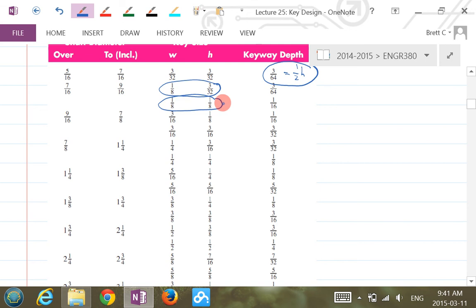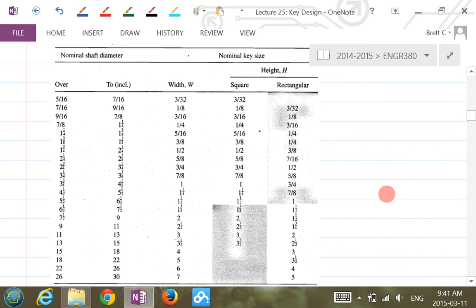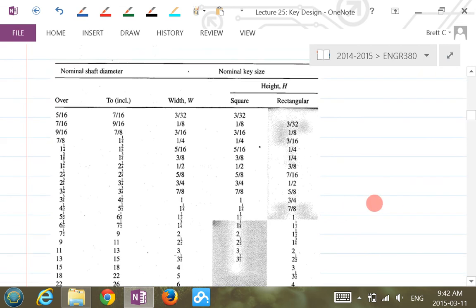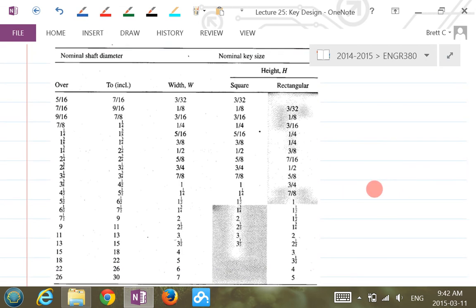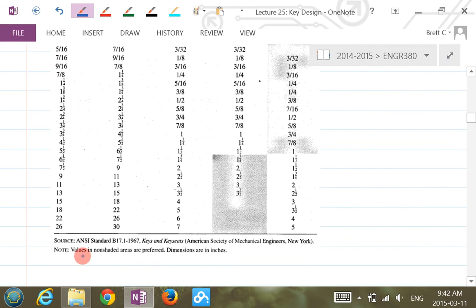Is that okay? Now, if you don't like this table, I do have another one in the lecture notes. This is from the ANSI standard B17. Very similar to table 7-6. So when you are within a certain range of shaft diameter, what will be the width and what will be the height? And it has two options, either square or rectangle.